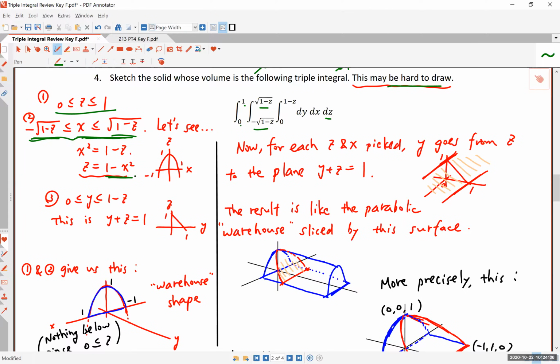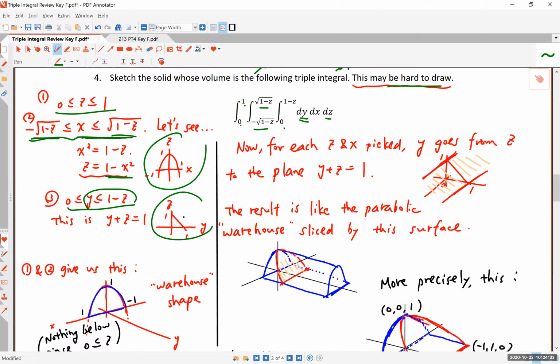That is a parabola, upside down parabola, with the x-intercepts of 1 and -1. Okay, so I do draw a picture like this every time I want to visualize something. All right, and then y goes from 0 to 1 minus z. So this is what I write, and then I try to imagine what this part looks like. y plus z is equal to 1. That's this on the yz plane.